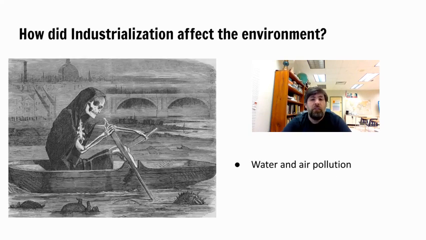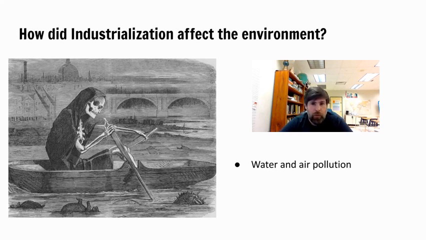Finally, how did industrialization affect the environment? Well, people were not particularly good about making sure that their factories were not polluting the air and the water. A lot of the water around factories was used as a place to dump chemicals and things that were used to make the factory run.